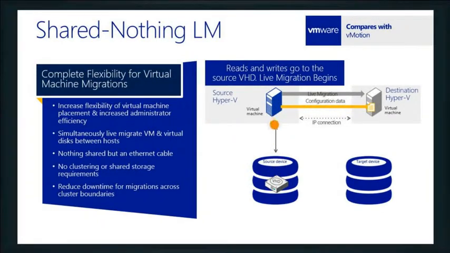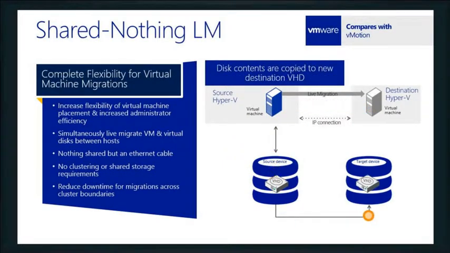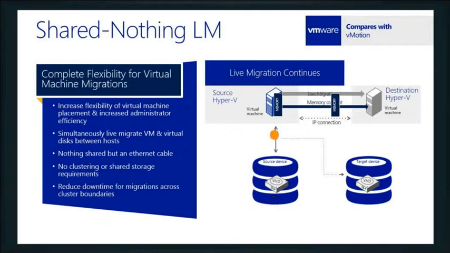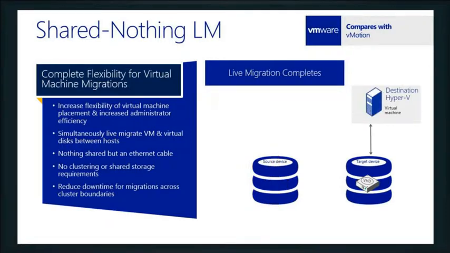Shared nothing live migration is basically all of what I just talked about squished together into one thing. We're moving a virtual machine from one host to another host. We're moving the source data, the VHDs, from one source to another source. And we're moving that workload real-time across the wire to another destination server. And that's how shared nothing live migration works. All that's required is an IP connection. And that's when it's complete.